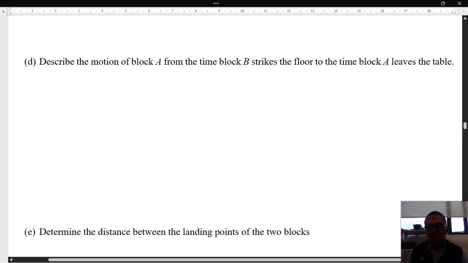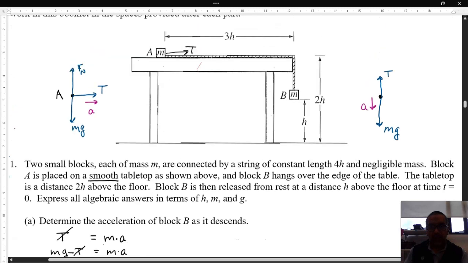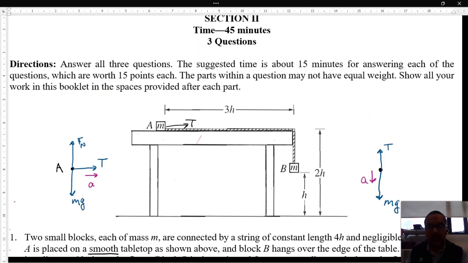D. Describe the motion of block A from the time block B strikes the floor to the time block A leaves the table. Now, in that case, they're talking about the interval from the moment that block B hits the floor over here. Block A is a distance h from where it started, but now the string becomes slack. There is no tension anymore.